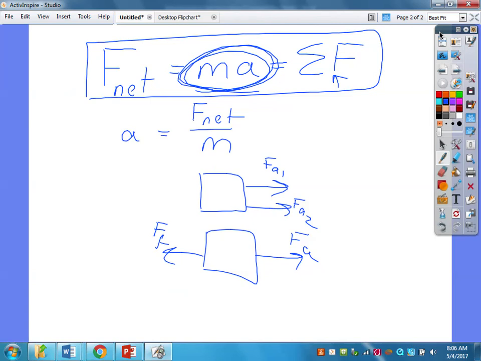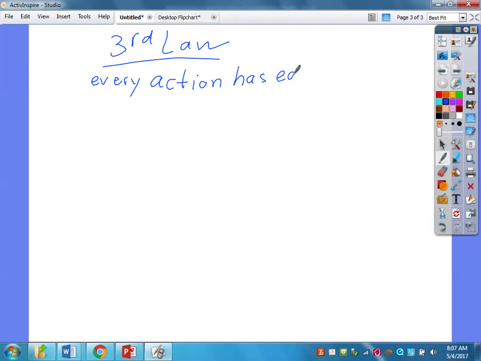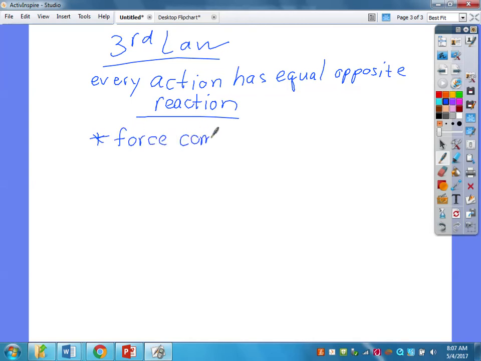All right, real quickly with third law problems again. And again, it's possible that I already went over this in another unit, but I'm going to just mention it again. The idea of Newton's third law is that every action has an equal opposite reaction. But I know these are confusing. These cause a lot of confusion. What we are saying is that force comes in pairs.